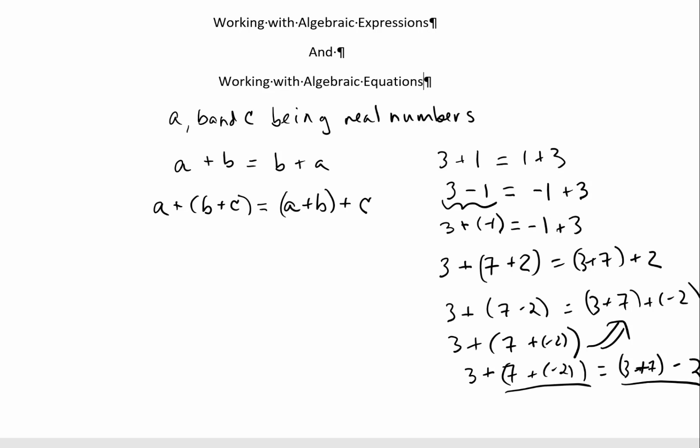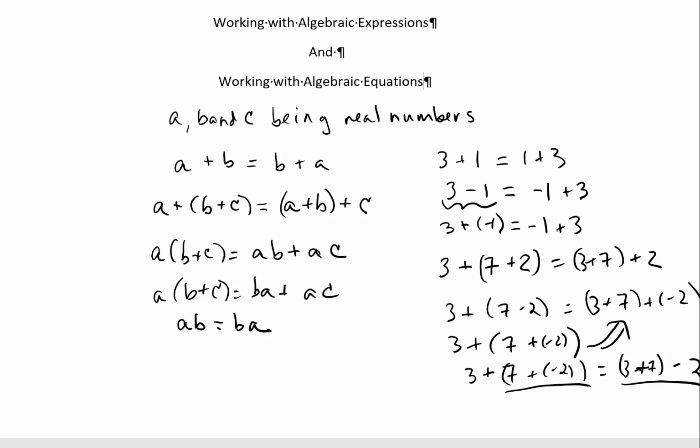We also know the distributive property. A times (B plus C) equals AB plus AC. And remember, by the commutative property of multiplication, we could rewrite that as (B plus C) times A equals BA plus CA, or so forth. Because we have a commutative property of multiplication that A times B equals B times A.